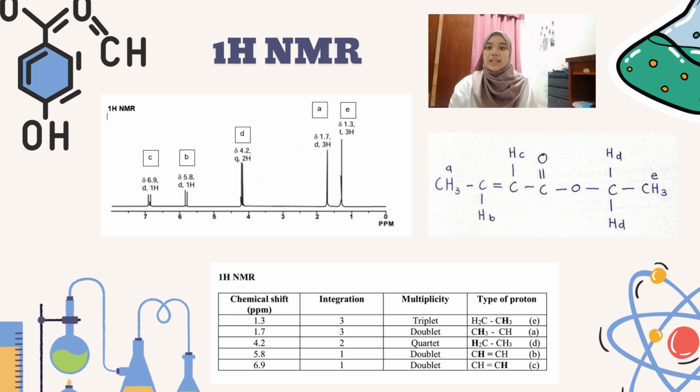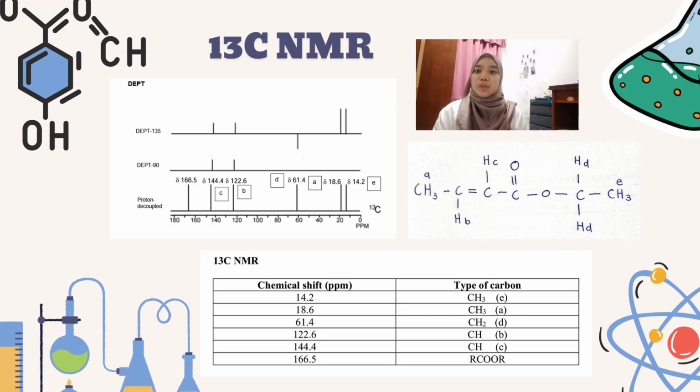Now I will explain about the HNMR. As we can see here, there are 5 peaks. The first peak with chemical shift 1.3 ppm has integration 3 and multiplicity triplet. The second peak with chemical shift 1.7 ppm has integration 3 and multiplicity doublet. The third peak with chemical shift 4.2 ppm has integration 2 and multiplicity quartet. And the peaks with chemical shift 5.8 and 6.9 have integration 1 and multiplicity doublet. As we can see here, all the peaks have been assigned the type of proton.